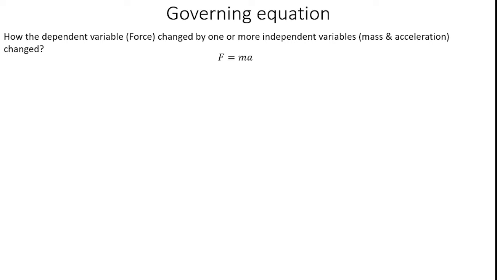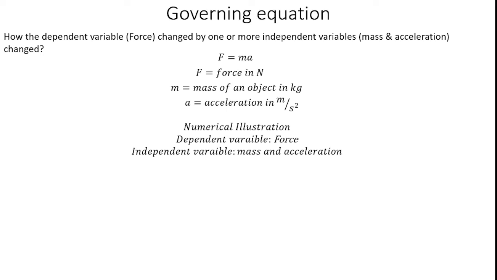Here F is equal to ma is available, where F is the force in Newton, m is the notation for mass of an object in kg, and a is the acceleration in meters per second square.